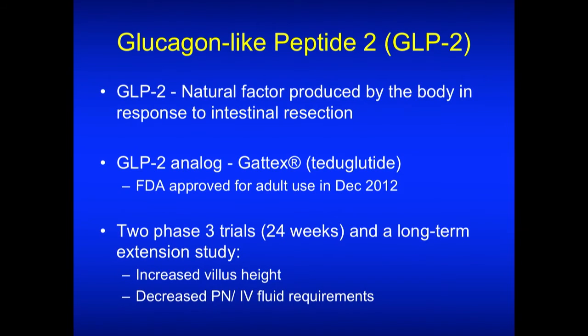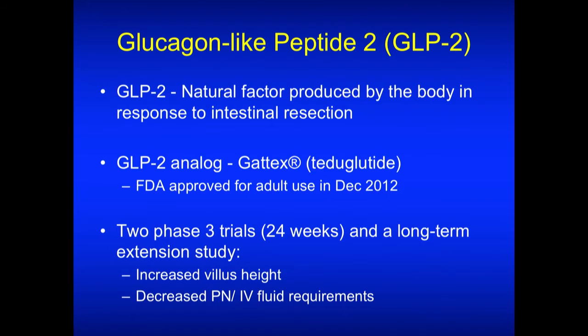Now, there is an interesting and rather promising compound that has come onto the market, and this is glucagon-like peptide 2, or GLP-2. This is actually a natural factor that is produced by the body, and the body increases the production of this factor in response to intestinal resection. And those people who are more likely to adapt actually produce more GLP-2 than people who fail to adapt. However, the GLP-2 that is naturally produced by the body has a very short half-life. And so what scientists have come up with is a GLP-2 analog that lasts longer in the body. And that is being marketed as Gattex.